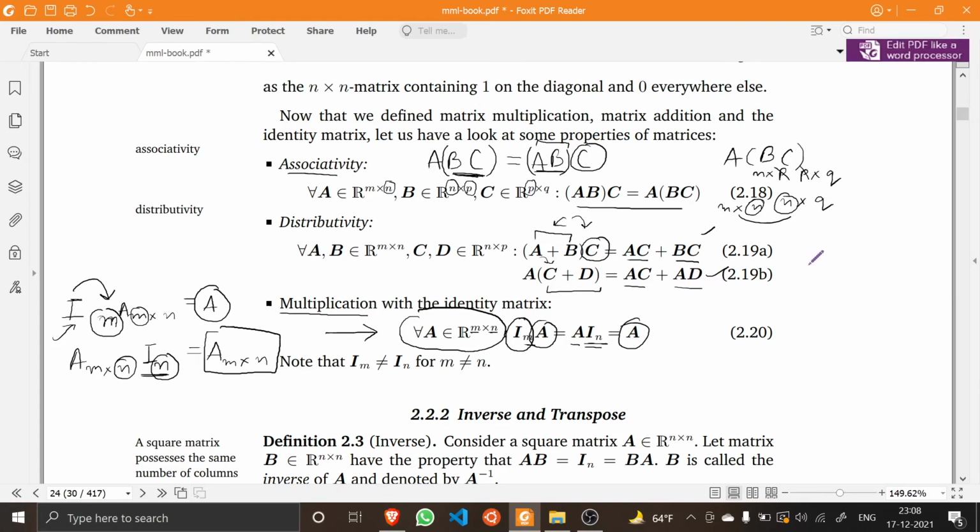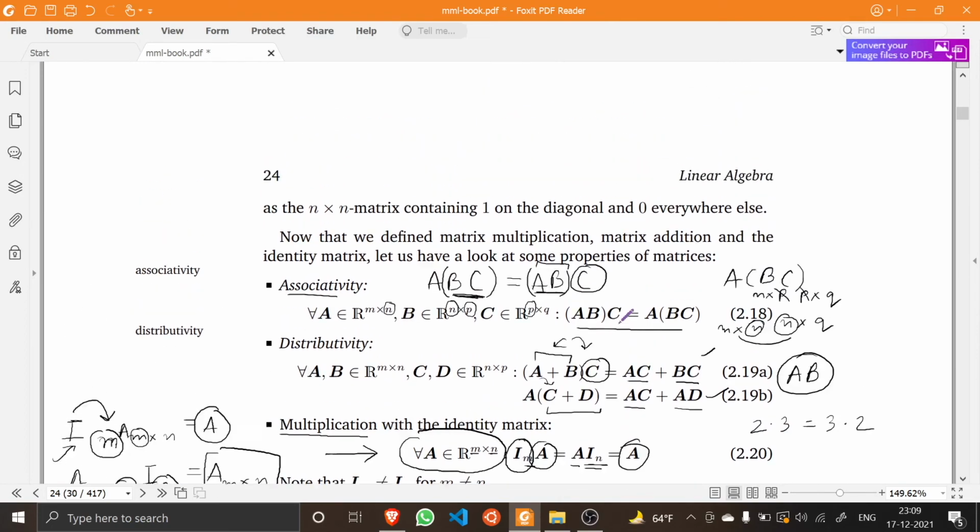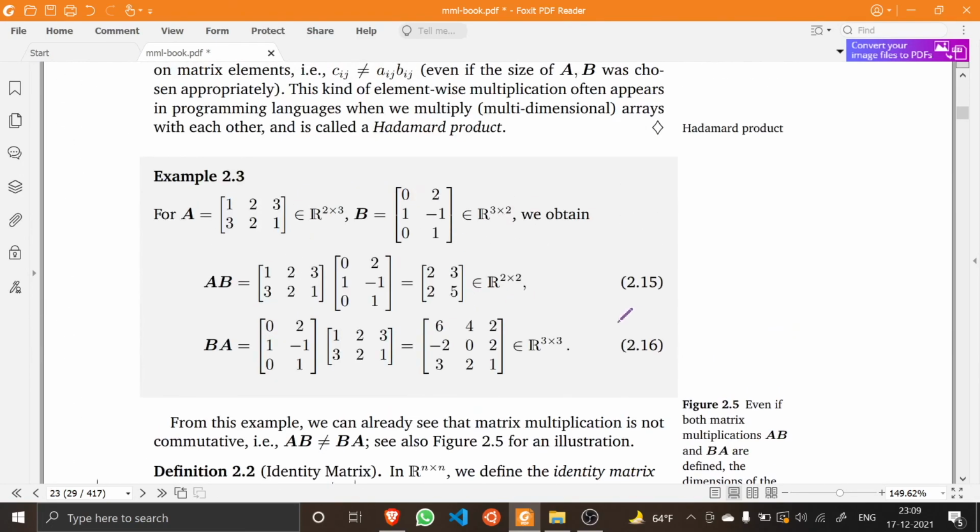And why am I talking about left and right distributivity? Because in general, matrix multiplication is not commutative. As you might have known, in the case of numbers, 2 into 3 is always equal to 3 into 2, right? Number multiplication is commutative. It doesn't matter in which order we are doing the multiplication, but in the case of matrix multiplication, this is not the case.